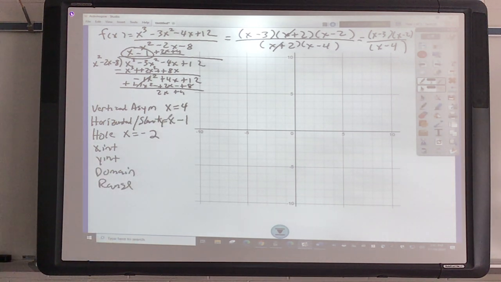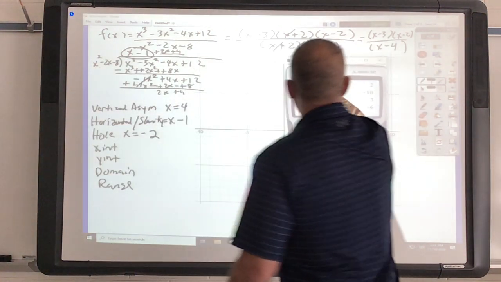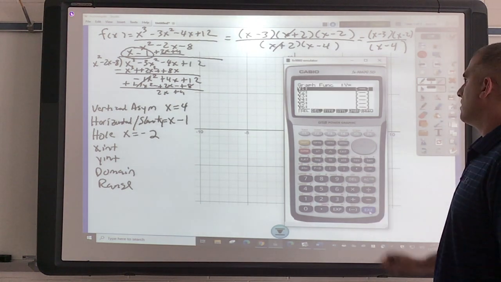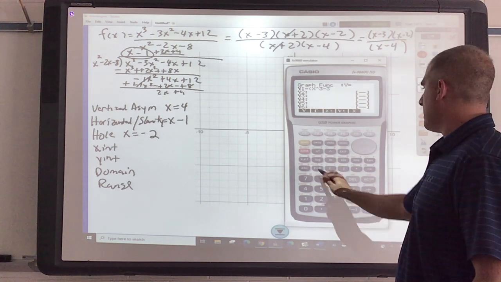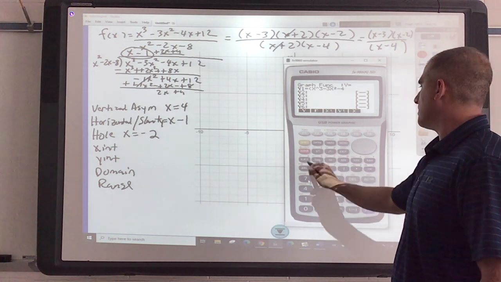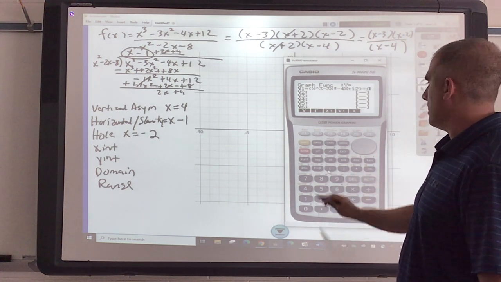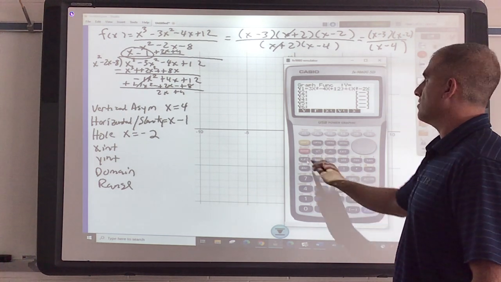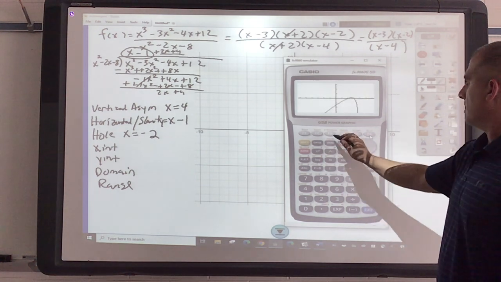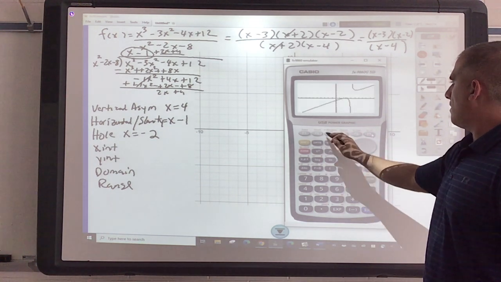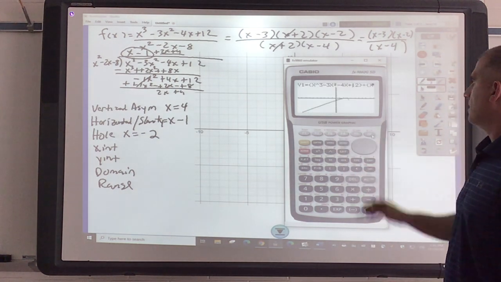Now, what I can do to help me find the x-intercept and y-intercept is go ahead and graph this. So I'm going to go to graph, and I'm going to put the original in: x cubed minus 3x squared minus 4x plus 12 divided by x squared minus 2x minus 8. And draw it. I might have to zoom out one time so I can see it. All right, this is what it looks like.